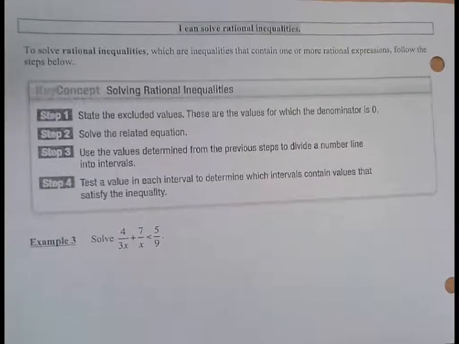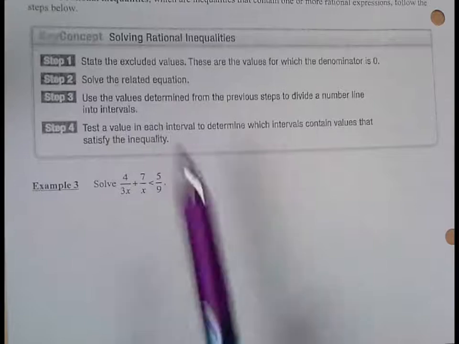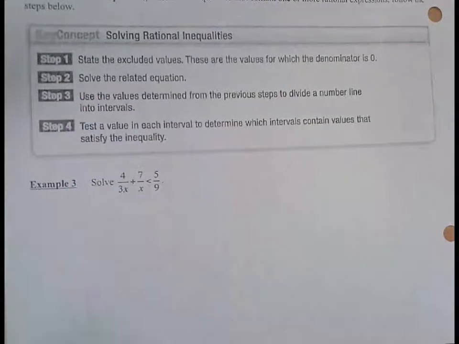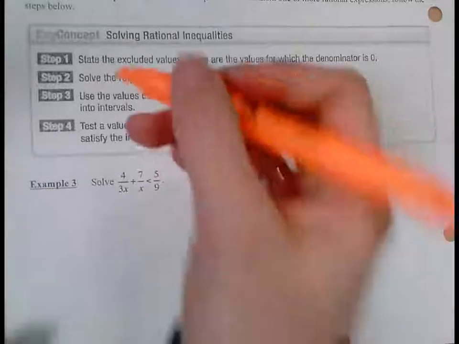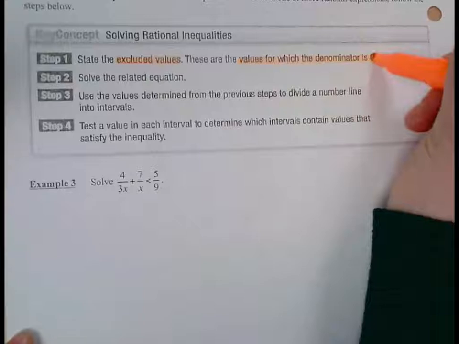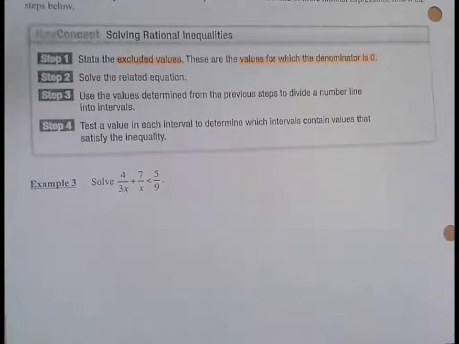So inequalities are always a little bit different than just equations. Your first step with an inequality, and we're going to work through this example as I talk through the steps, is to state the excluded values. And the excluded values are the values for which the denominator is 0. So any values of a variable that would make any of the denominators in your inequality equal to 0.